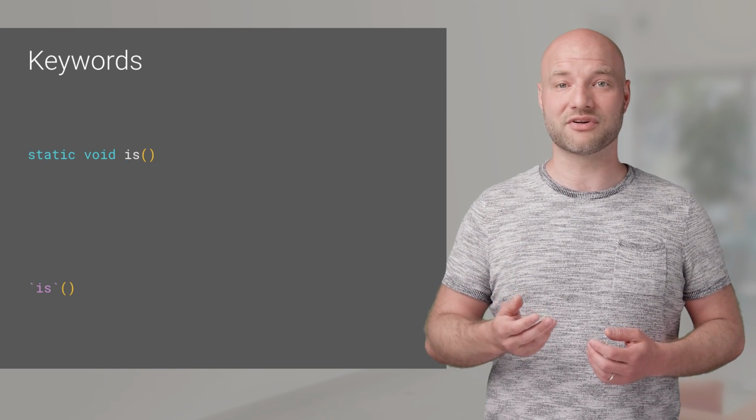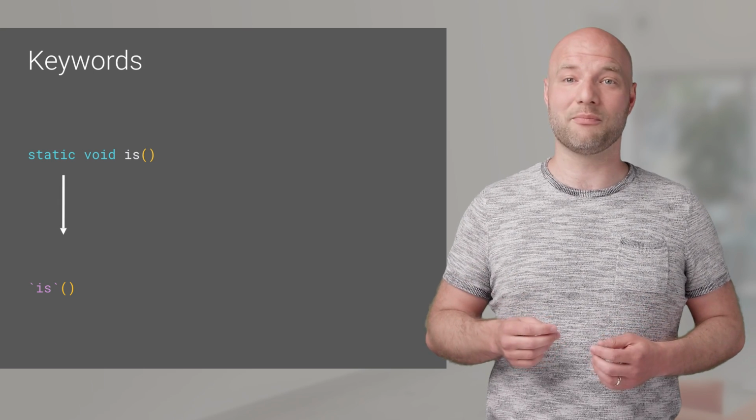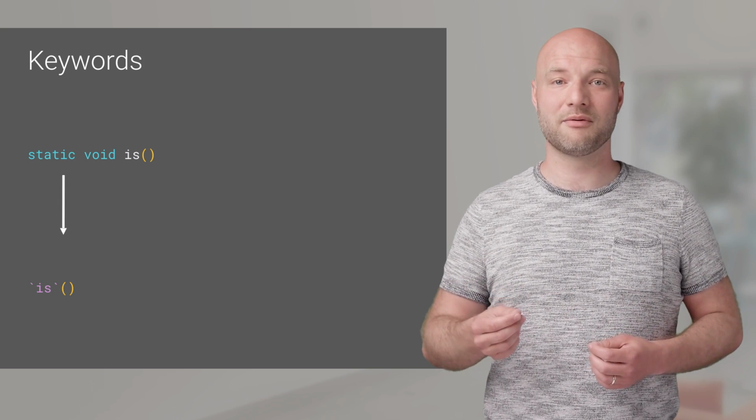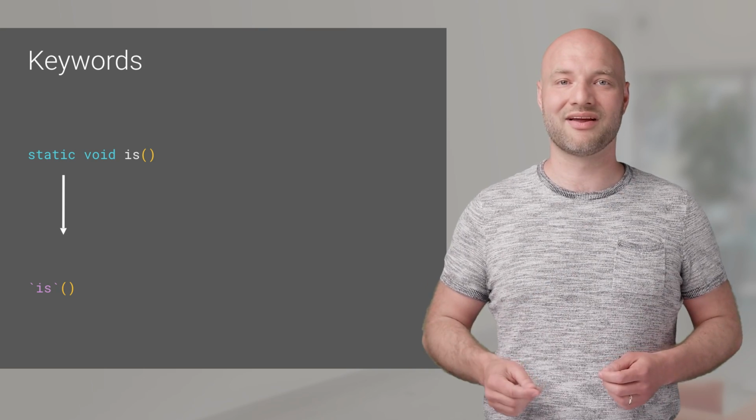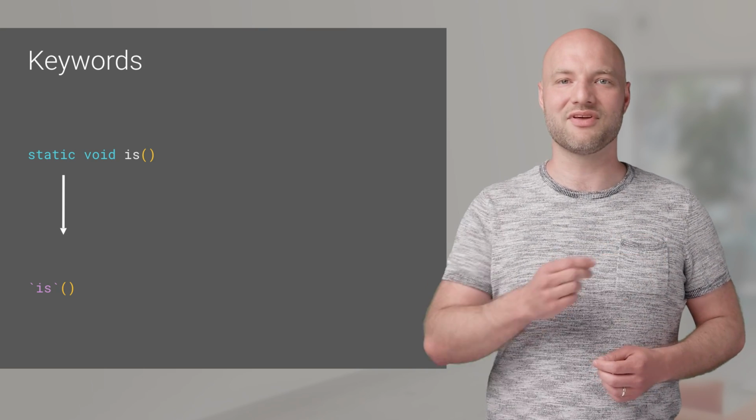If you do provide a function called is, developers can still call it by saying backtick is backtick, but let's be honest, that is not a good look. For a full list of keywords, check out the interop guide.